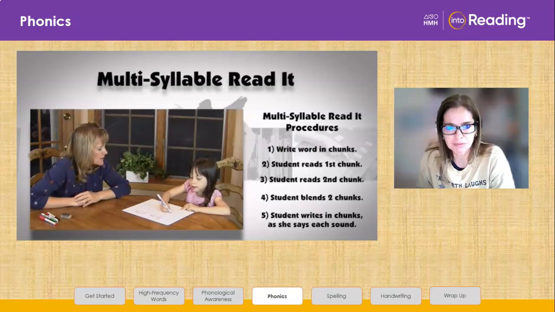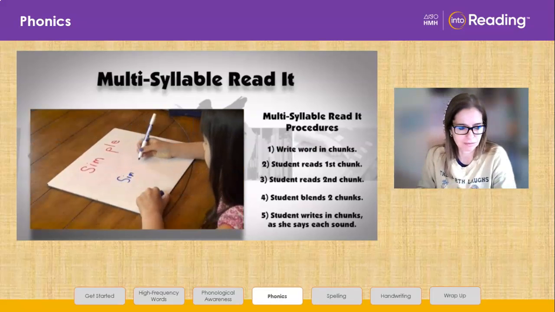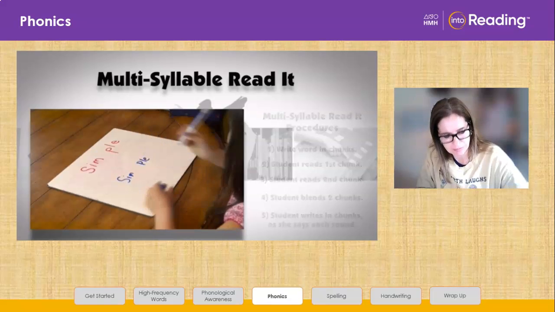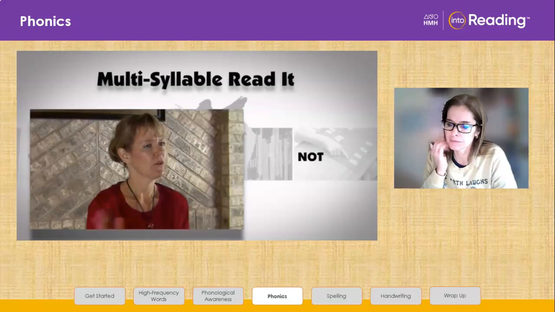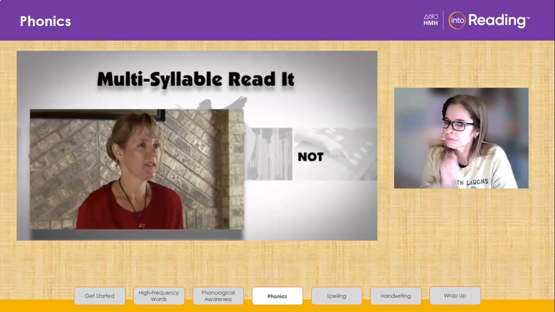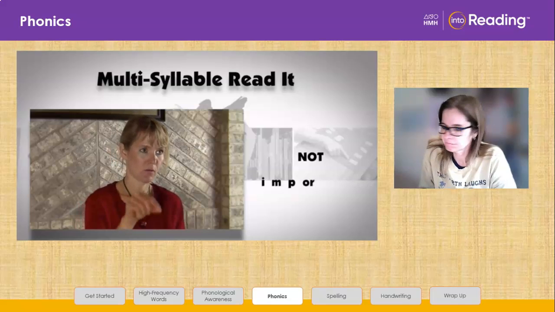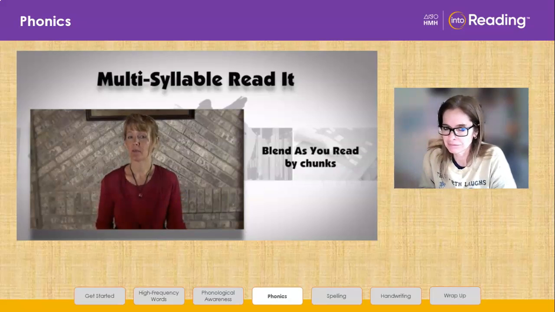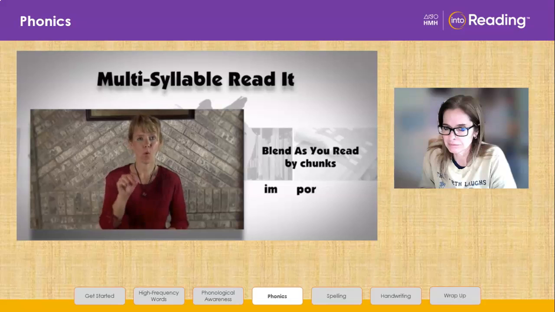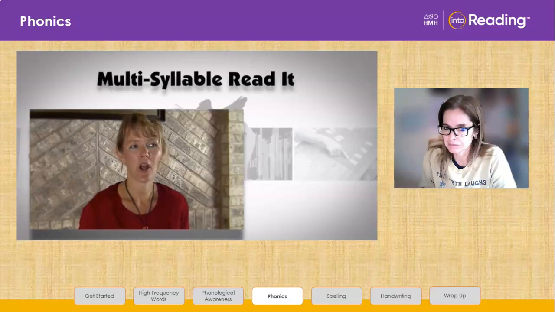Before moving on to the next word, however, encourage your student to write the word that says each chunk. This is a subtle but significant change in our previous approach with Read It. We no longer want our young reader to write by segmenting individual sounds. For instance, we don't want the word important to be written sound by sound. Rather, we want her to just write it by chunks. Important. See how it all fits together in these examples of an initial lesson in multi-syllable Read It.